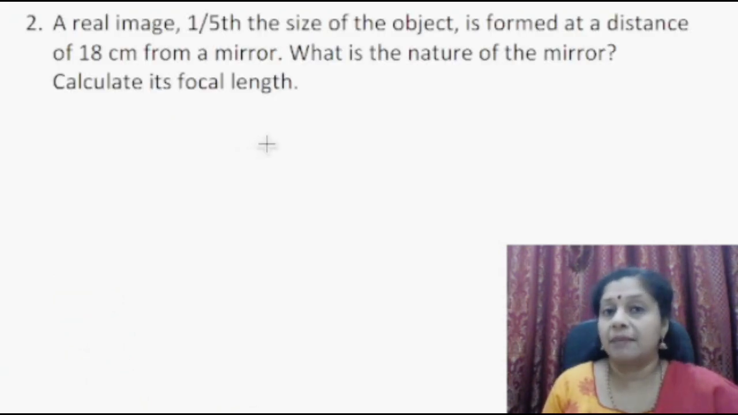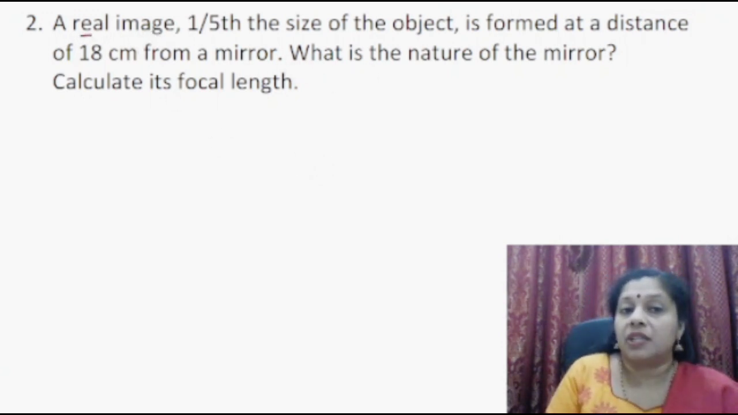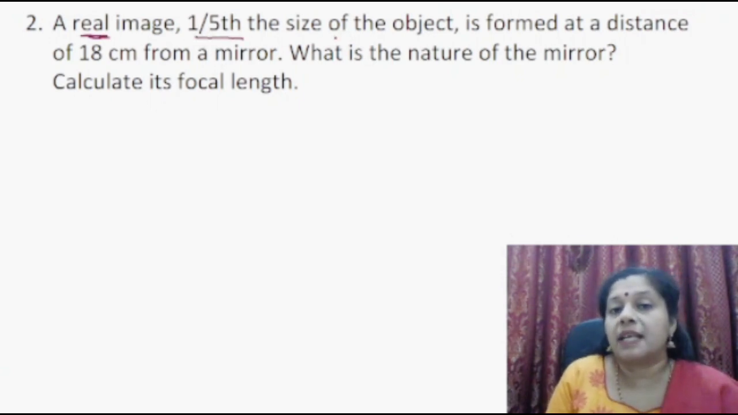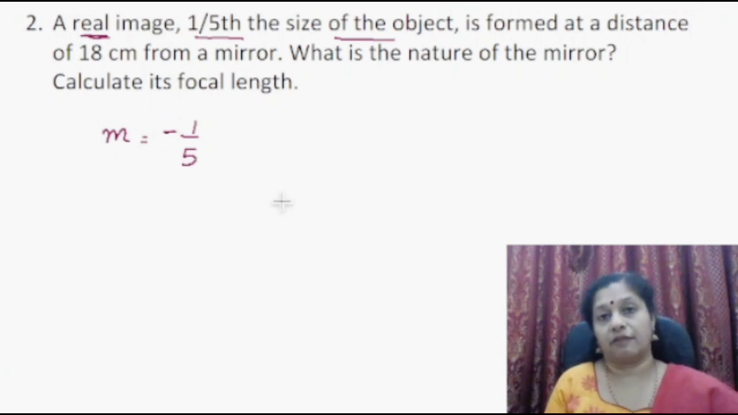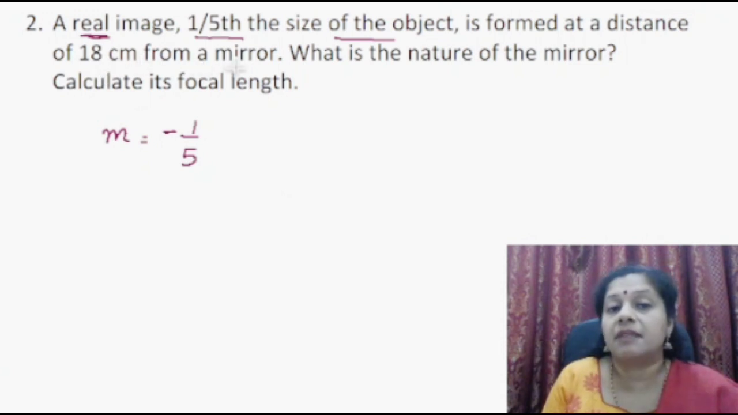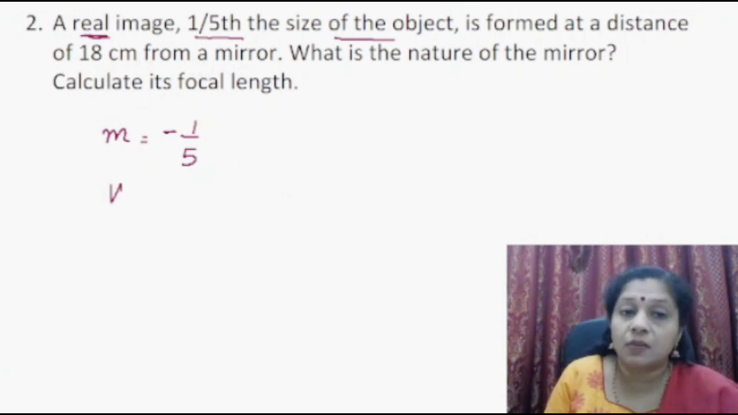A real image, it itself means what? Inverted, right? So, a real image 1/5 of the size of the object is formed at a distance of 18 centimeter from a mirror. What is the nature of the mirror? Calculate its focal length. So let's go through it again and see what all things are given. A real image, that gives some indication. 1/5 of the size of the object. So magnification is 1/5. But it is a real image, so we have to put a minus value for that. So magnification is minus 1/5. At a distance of 18 centimeter from a mirror it is forming. So image distance V is equal to 18 centimeter.